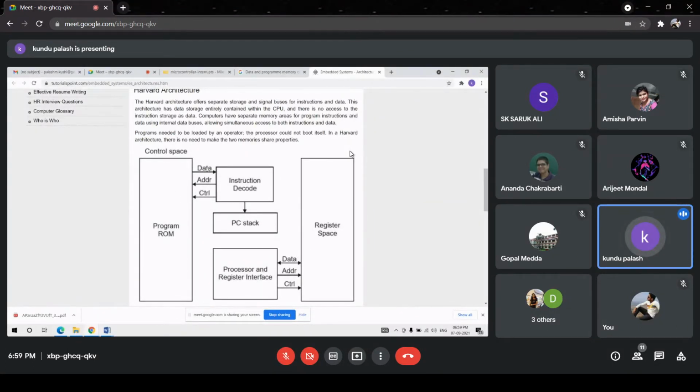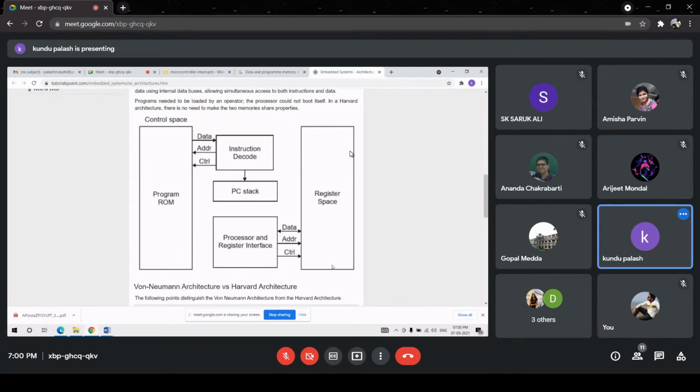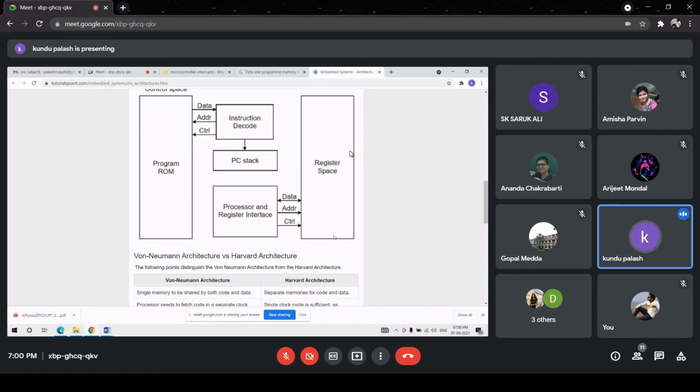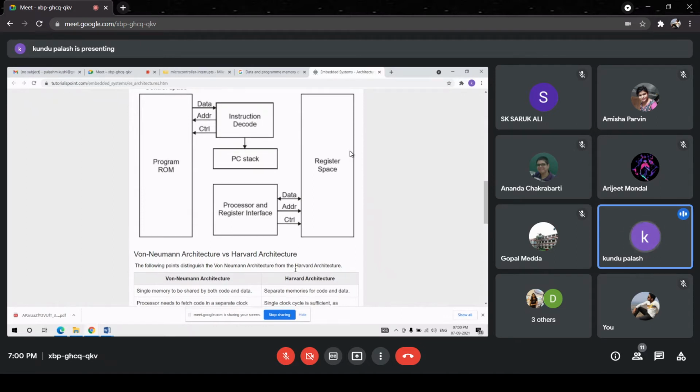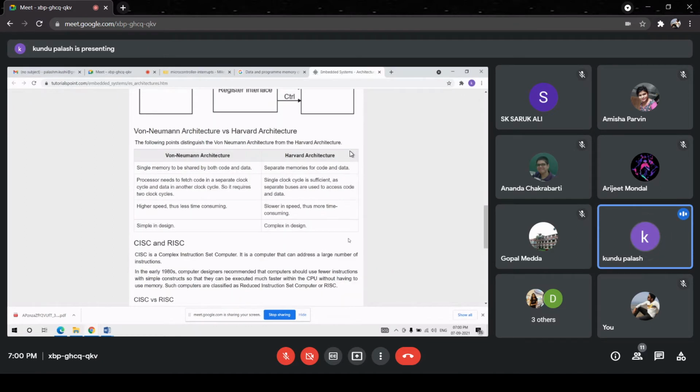Both are of address, data, and control. One is connected to the program memory, and another is connected to the data memory or register space. So that in no way the data will overlap the program memory. That is the specialty, or comparison, of the von Neumann and the Harvard architecture. Harvard architecture in storing speed is more time consuming, but this can be tackled. But von Neumann architecture has higher speed and is less time consuming.